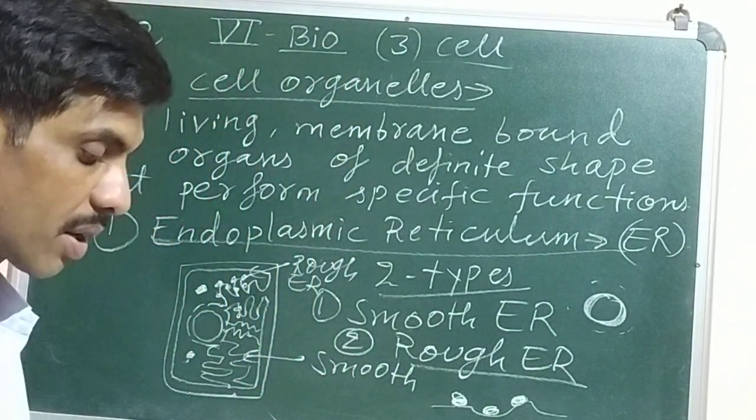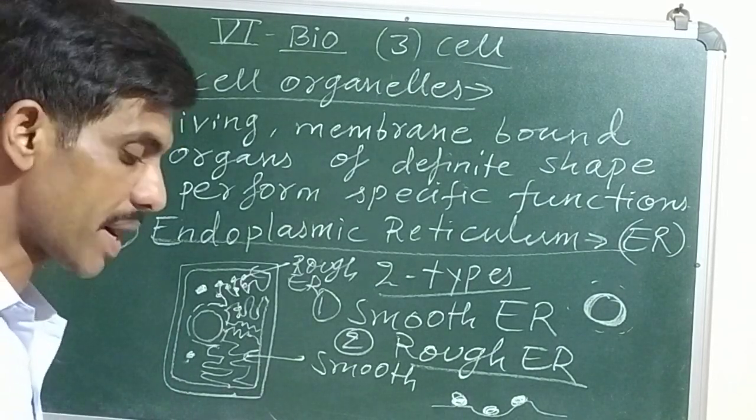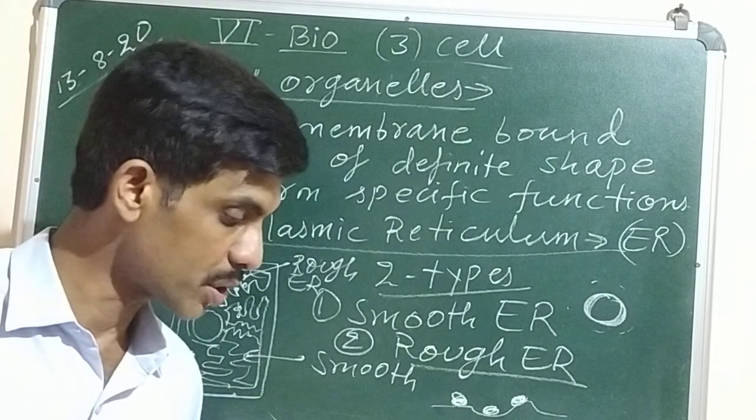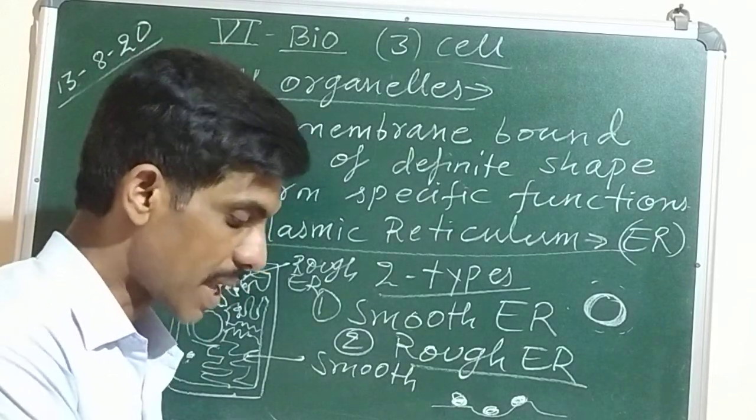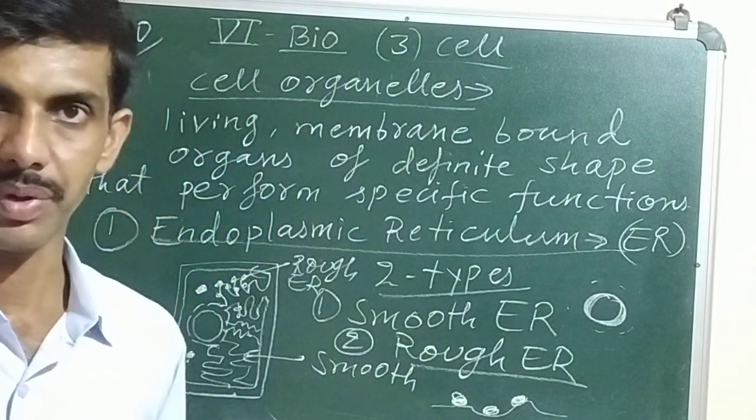So today up to here only. In the next class we will continue with some more cell organelles like mitochondria, Golgi bodies, lysosomes, centrosomes, plastids, vacuoles, and then the question answers or the exercises of this chapter.